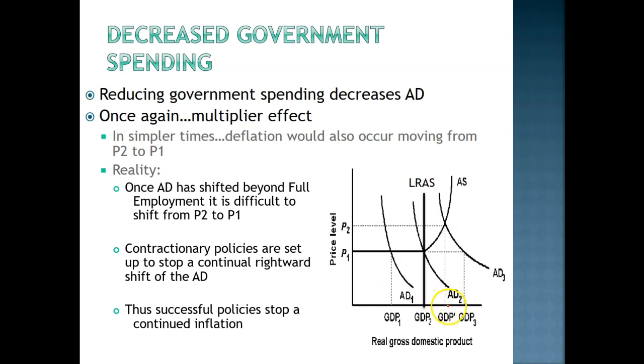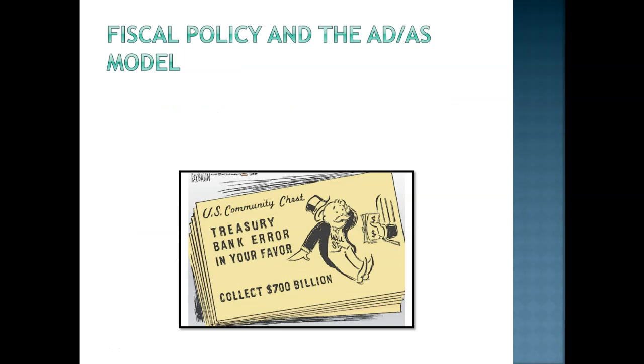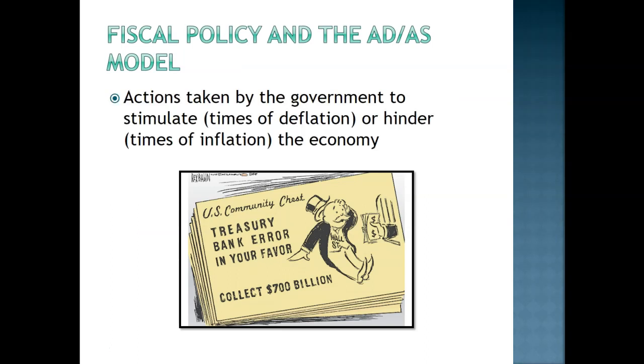Regardless, this is why we do focus on the output. The real GDP is now at the potential output. We've cooled down the economy. We've simplified it down. Or again, you can increase the taxes. Again, you take away the money, you take away the willingness or the ability to spend money. So fiscal policy and the ADAS model, again, actions taken by the government can stimulate or hinder the economy.